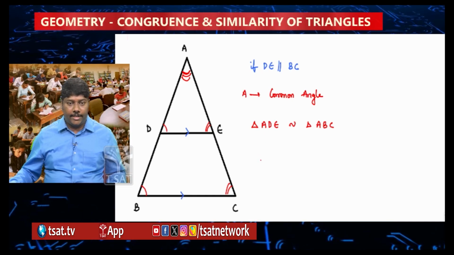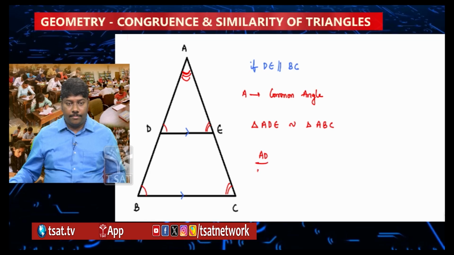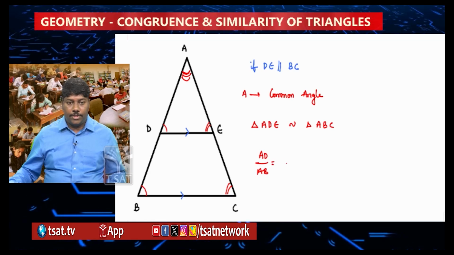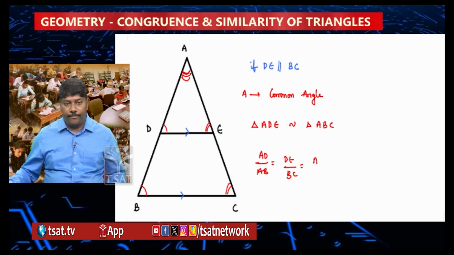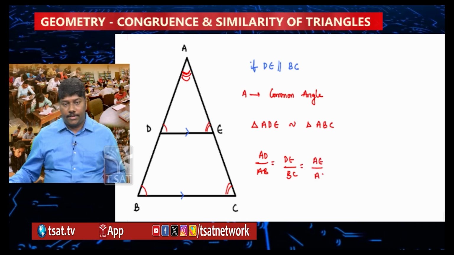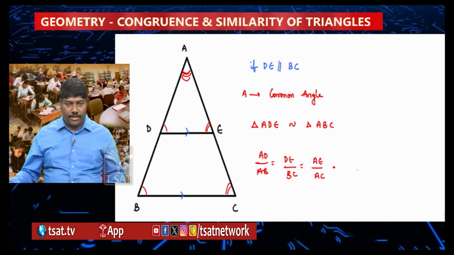Therefore, their ratios are again the same. AD by AB is equal to DE by BC. It goes on the same way. AE by AC is equal to their heights and their areas and so on.